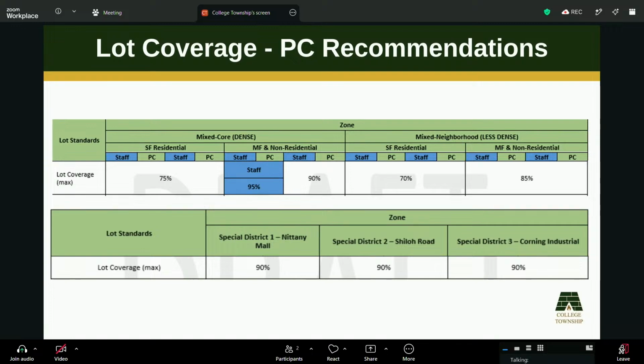Mixed neighborhood, 70%. Mixed family, non-residential, 85%. So this is where we begin getting council's feedback on those densities. One thing I would flag too with the special districts, because their underlying district was mixed core, that's your 90%. That's where that comes from. Okay. Actually, we have more slides to show. Sure, I was jumping the gun on that. We'll go into more detail and some visual representations about those lot coverages in the next few slides. So if we can stop here, does anybody have any questions or comments at this point?